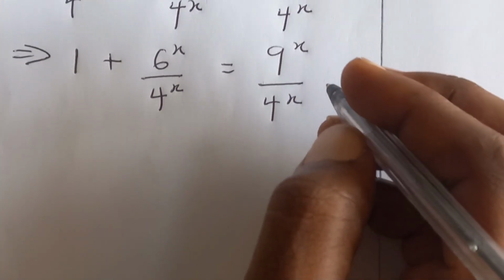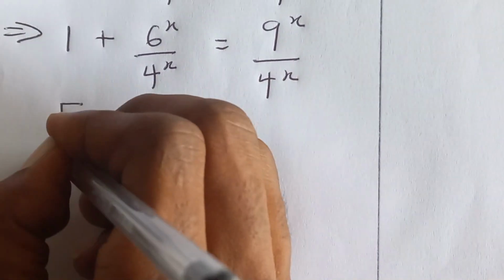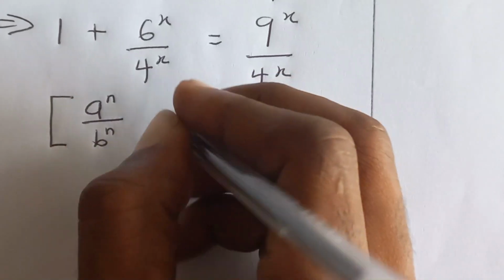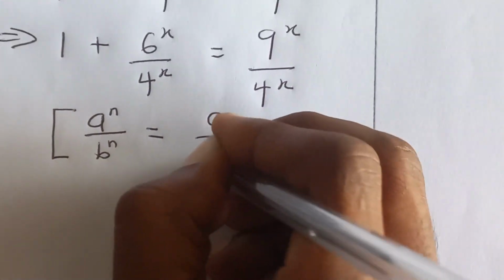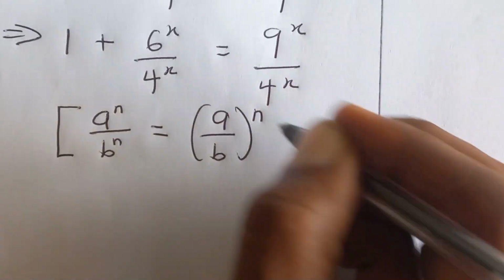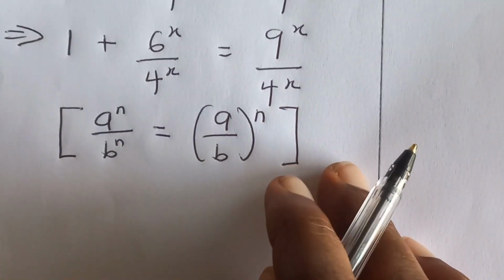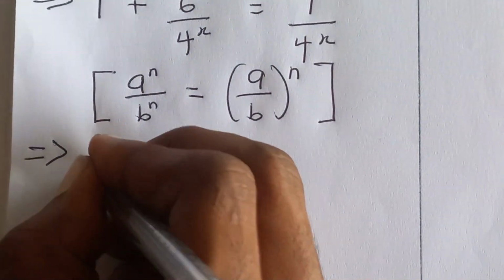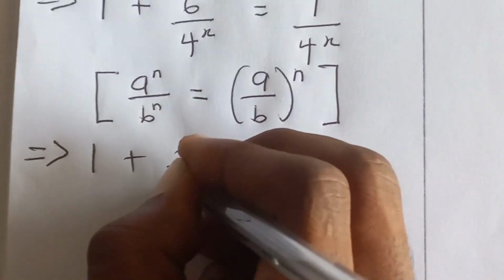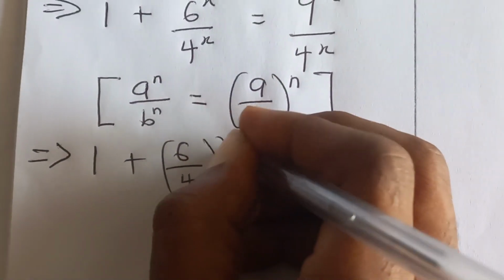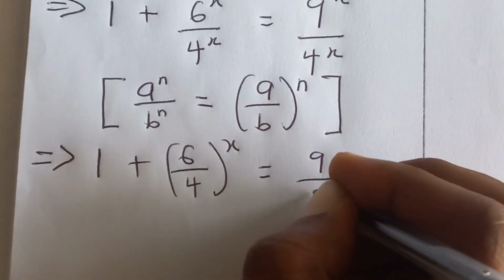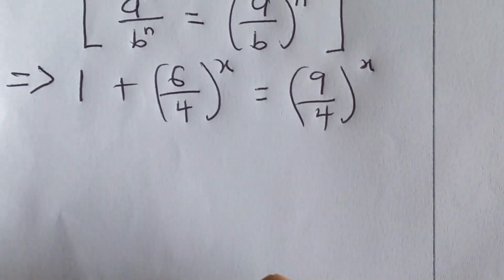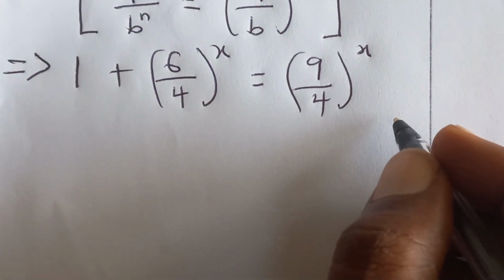Okay, and don't forget, in indices, we have this rule which says a power n on b power n gives us a over b all power n. So we use this rule to rewrite the equation again. So we have 1 plus (6 on 4) to the exponent x, which is equal to (9 on 4) exponent x. Okay, good. So now we can simplify this further.